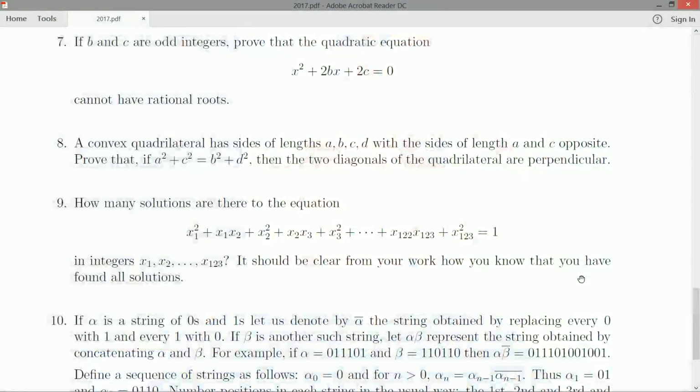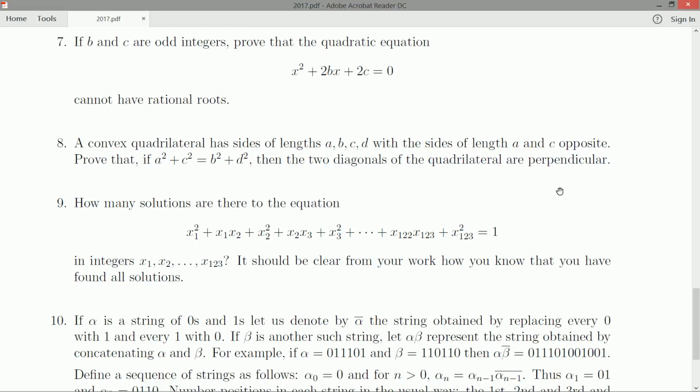We're looking now at question number 8 on the Manitoba Math Contest from 2017. Question 8 looks like this. A convex quadrilateral has side lengths a, b, c, d, with side lengths a and c opposite. Okay, I can draw the picture now and label it appropriately. Prove that if a squared plus c squared is equal to b squared plus d squared, then the two diagonals of the quadrilateral are perpendicular.